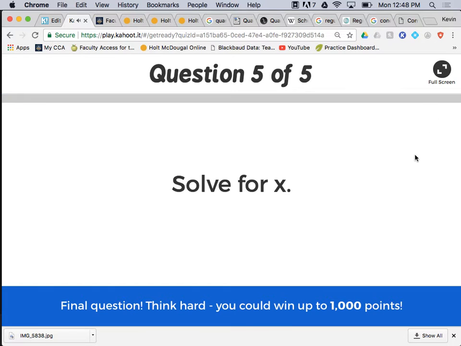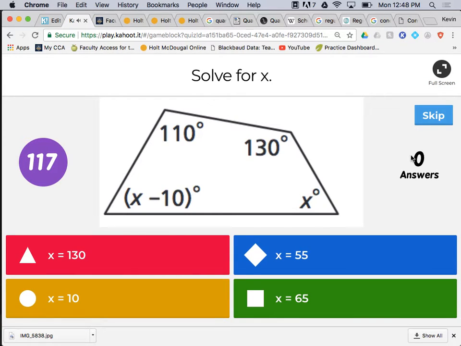Good. Last one, and then you guys have your quiz. Solve for x. What type of shape is this? Quadrilateral. What's the sum of the interior angles for a quadrilateral? 360. So you add them all up and then set them equal to 360. Because remember, it's n minus 2 times 180. These are the interior, not the exterior.